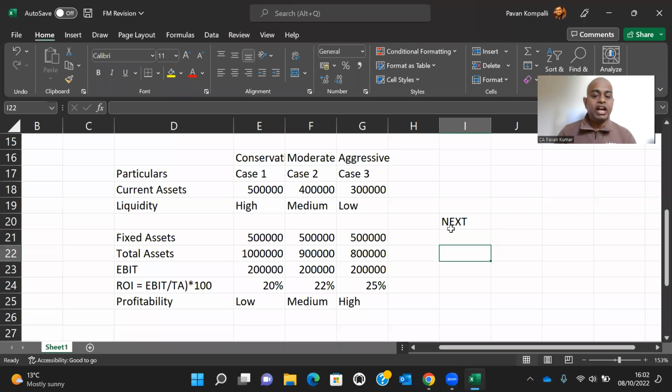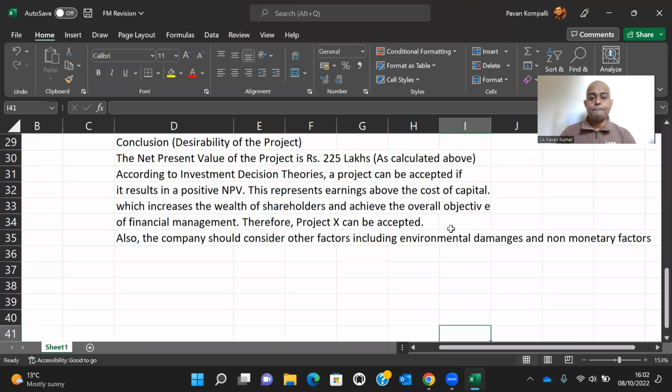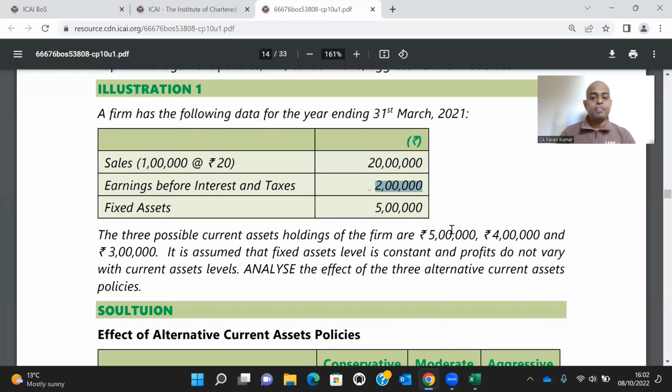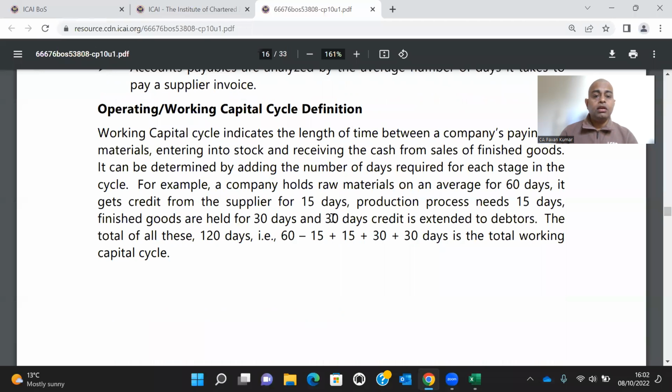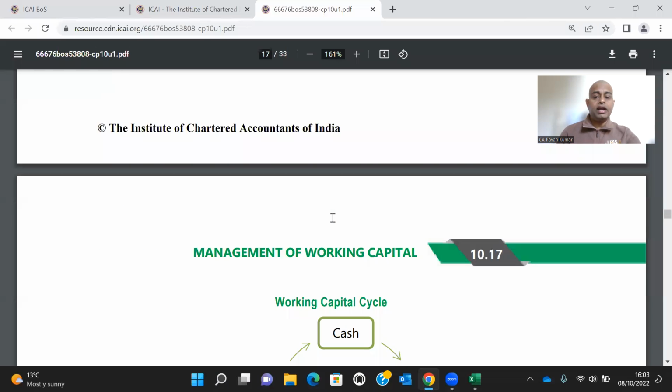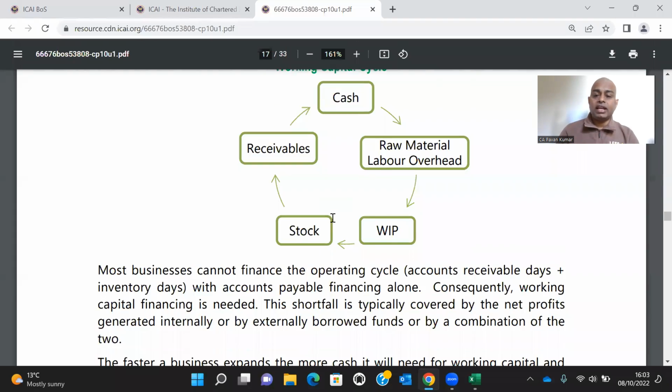Put the heading operating cycle. Under that, write down. I am sure you might have studied all these, what is operating cycle, and there are other synonyms also. Operating cycle is also known as working capital cycle, which is also known as cash cycle.